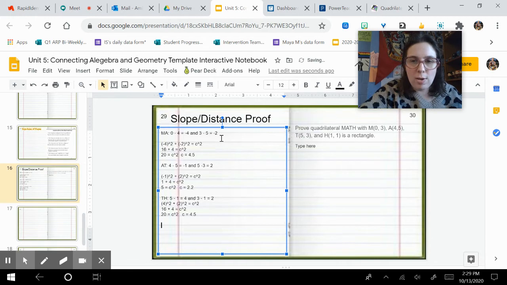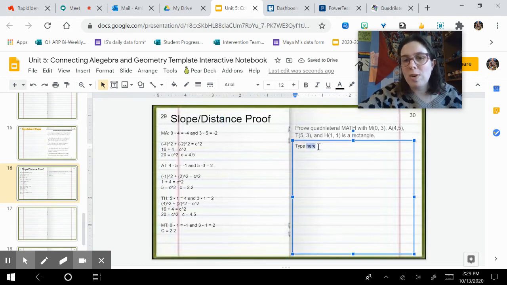So let's do MH. So 0 minus 1 is negative 1, and 3 minus 1 is 2, which is the same thing as we got with AT. So this is going to work out correct. We already know that c is going to equal 2.2. All right, now we need to do their slopes. We need to know that the adjacent sides are perpendicular.